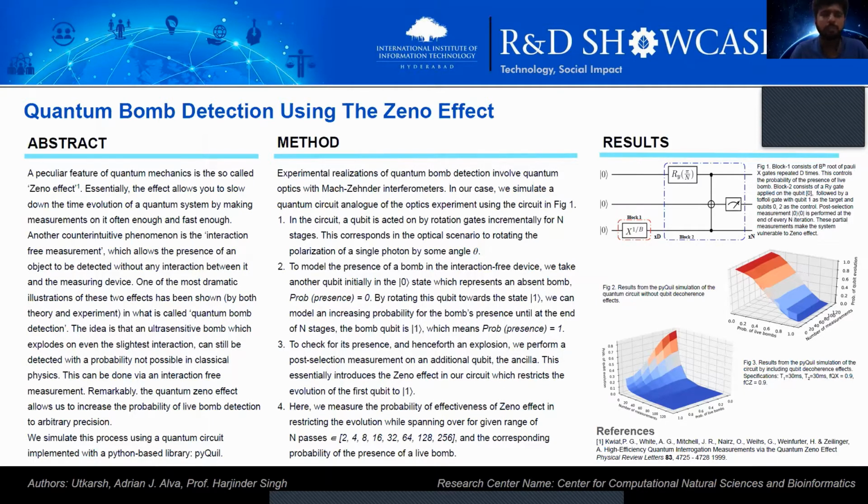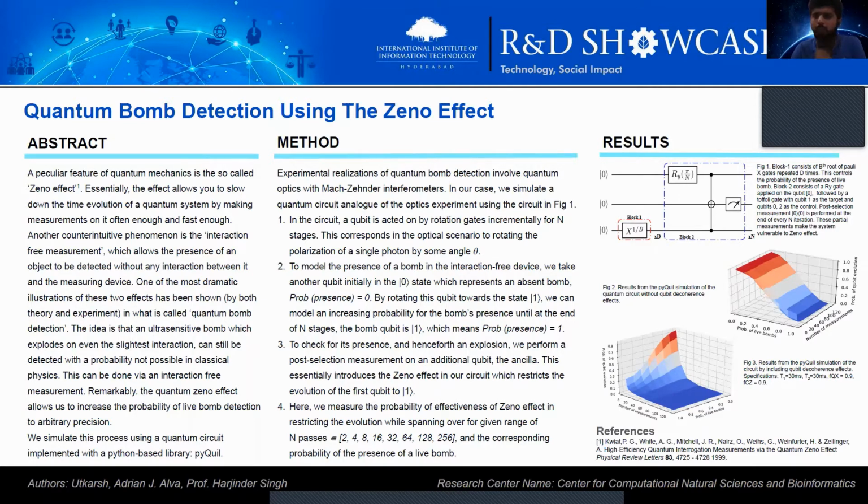The first one is basically an effect that allows you to slow down the time evolution of a quantum system by making repeated measurements on it often fast enough. The other one allows you to measure a property of an object without any interaction between it and the measuring device.